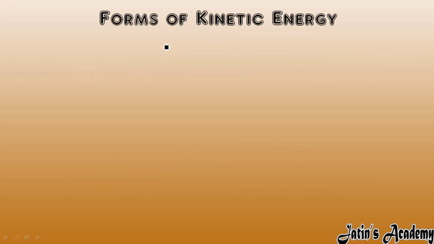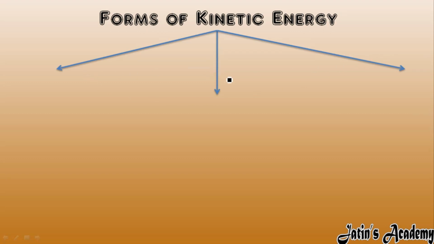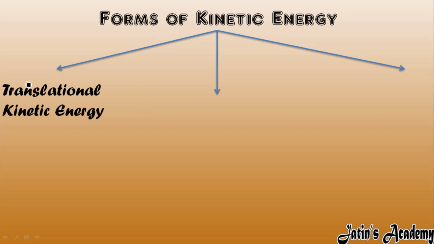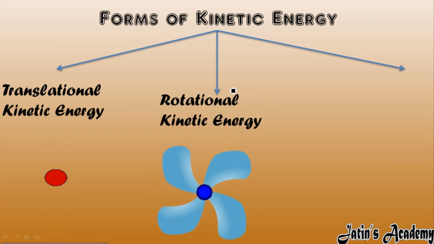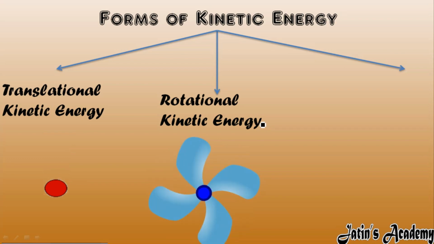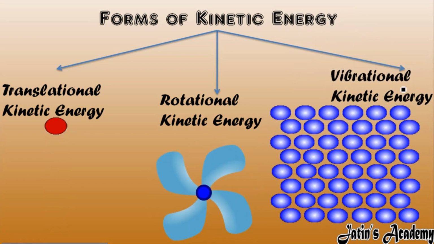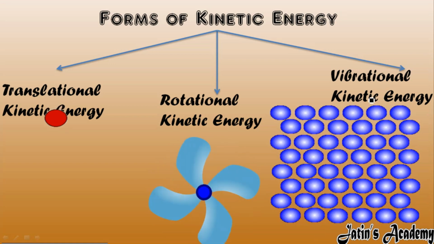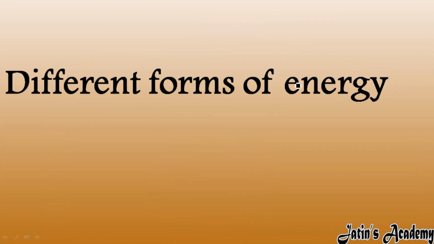Now we have seen in the previous part the forms of potential energy. Now here we will see the forms of kinetic energy. Kinetic energy forms depend upon the type of motion. For example, we have basically three types of motion. When a body is moving in a straight line, that is called translational motion, and the kinetic energy related to that is called translational kinetic energy. Second, when a body is in rotational motion, the kinetic energy associated with the body is rotational kinetic energy. Third, when the particles are vibrating about their mean position, the energy associated with the body is called vibrational kinetic energy.